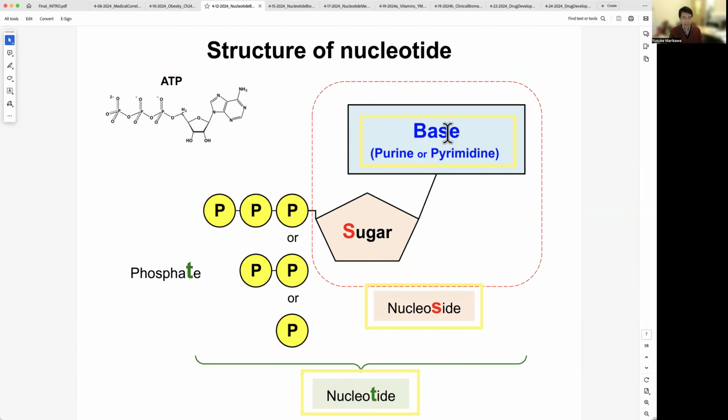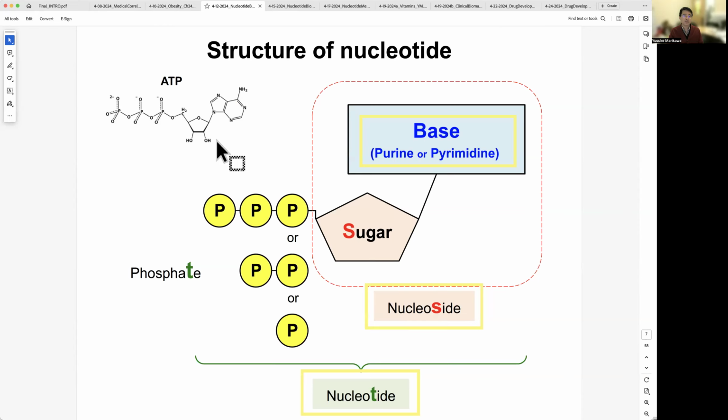The term base is this portion of the nucleotide, either purine or pyrimidine, like a one-ring pyrimidine or two-ring purines. That portion is called the base. When the base is attached to a sugar, like ribose or deoxyribose, those two together are called a nucleoside. But if this nucleoside has phosphate, one or two or three, doesn't matter, if you have phosphate, it becomes a nucleotide. Make sure you can distinguish.